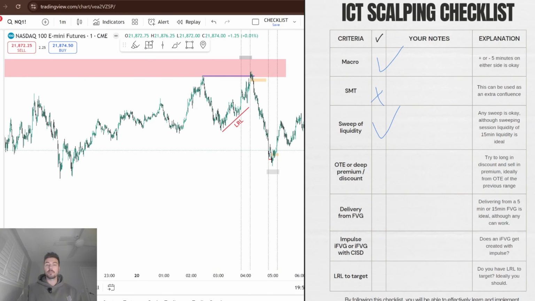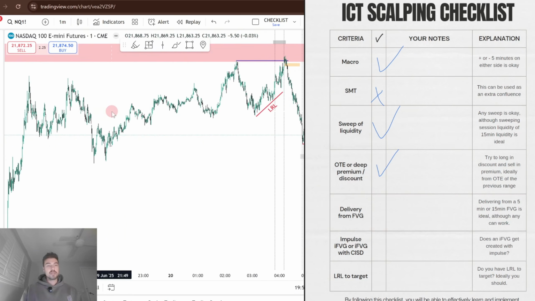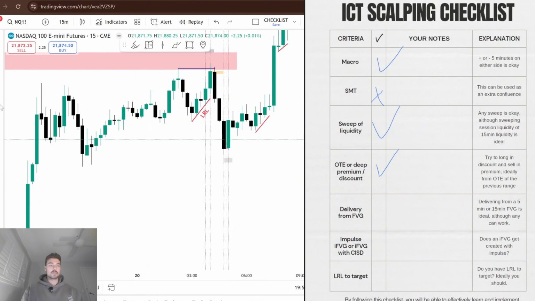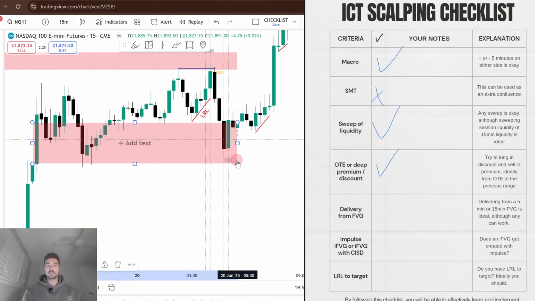So I'm going to tick that off. We're in a deep discount. Are we delivering from a FVG? Yeah, it looks like there's one over here. Let me just confirm that on the 15-minute chart. Yes, we are. So we've got a 15-minute fair value gap here, and you can see we're delivering from that.